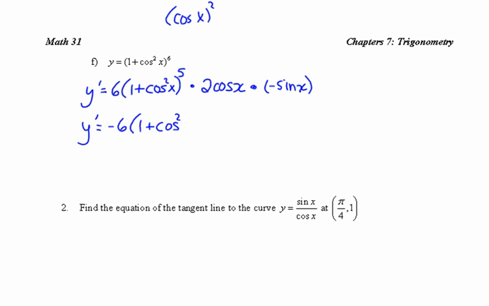And what else could we do if we wanted to be fancy? You could use that one thing on the green sheet. Green sheet, 2 sine x cos x. What does that equal?